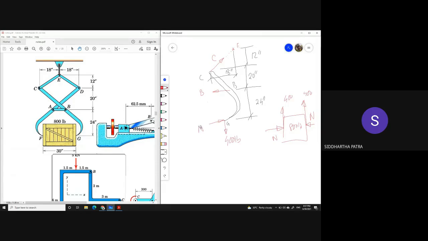I mean, you can figure out the point of intersection of these two forces, which may be at O, and try to get the moment of the forces at G with respect to O, and that itself will solve N. Then you can write the force equations and solve for B and C. So this problem is not very difficult.